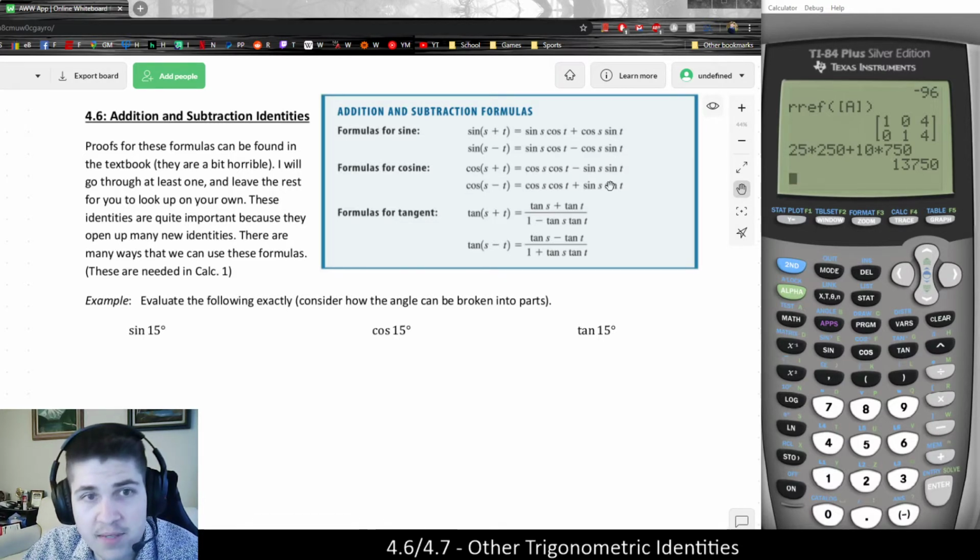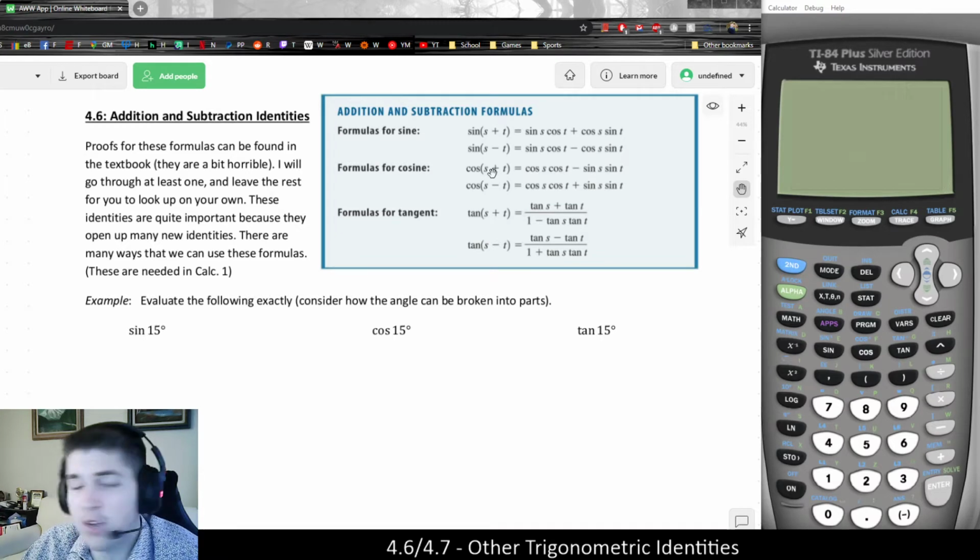Also, the difference identities for sine and cosine can actually be proved from the sum identities, because the only difference between them is that instead of s plus t, it's s minus t. So I can always think of minus t as plus a negative t. So if I plug in negative t here and here, since cosine is an even function, cosine of negative t is equal to cosine of positive t. So I have no sign change between these two terms.